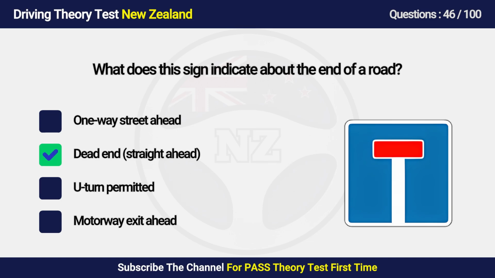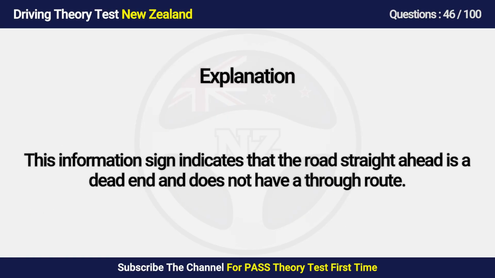Answer is B. Dead end straight ahead. This information sign indicates that the road straight ahead is a dead end and does not have a through route.